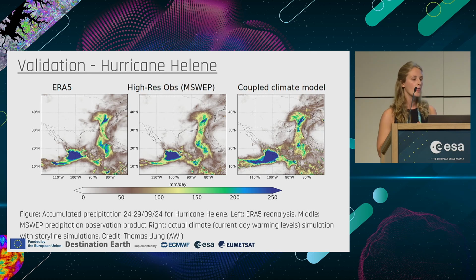We're not validating well, we do, but here we're showing the validation for the actual scenario, not the historical or the future scenario. And what you can see on the left, we've got ERA5 data. And then in the middle, we also have a high-resolution observational product called MSWEP, which has high-resolution data available for precipitation. And then on the right, we have the IFS-VSIM storyline simulations. And what we can see is a very good agreement, both spatially and quantitatively, with the amount of precipitation that fell during this event.